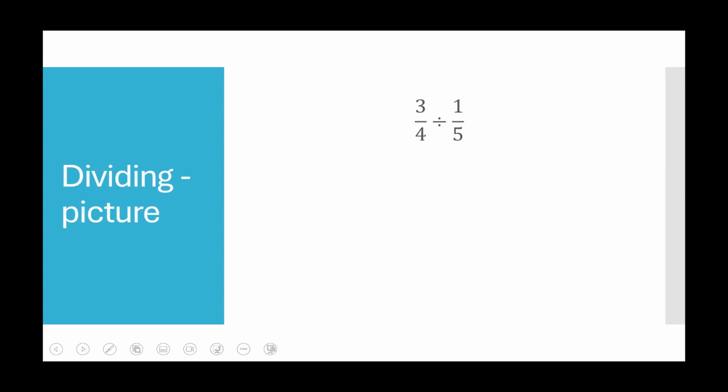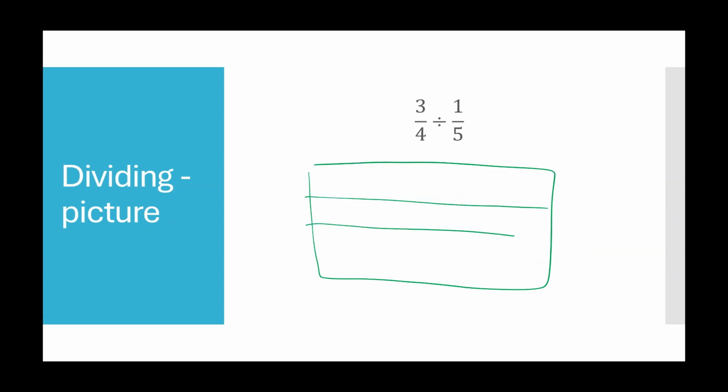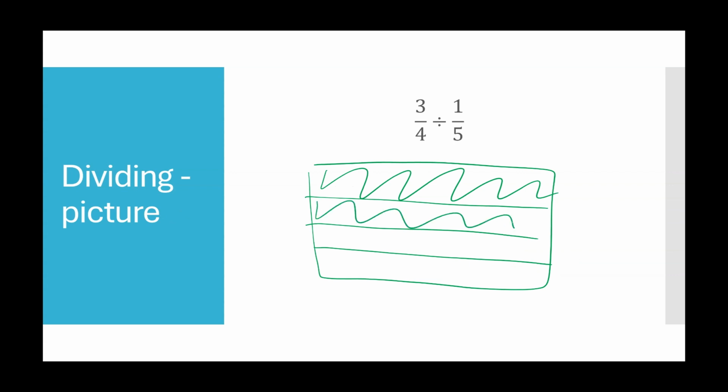A picture. When we are taking 3/4 and turning it into 1/5. Here's my 3/4. I'm sorry, we're not turning it into 1/5. We're dividing by 1/5. We're trying to see how many 1/5 we have in it. We are going to start by doing this cut. So we're going to cut everything into 5 pieces from what we had. And now we're looking for groups of 1/5.